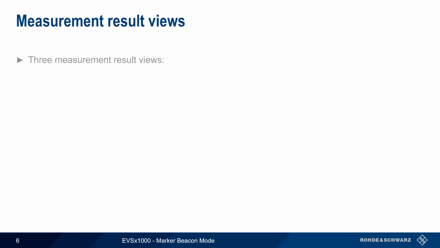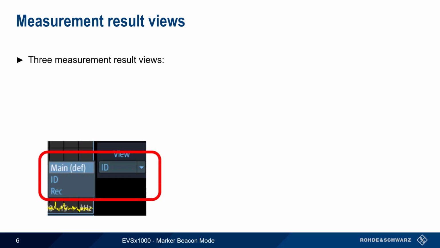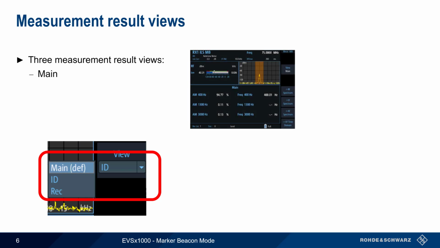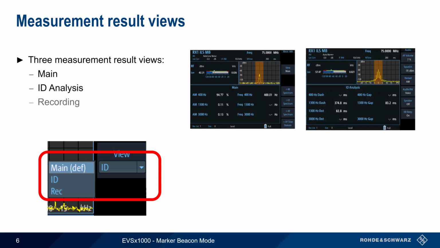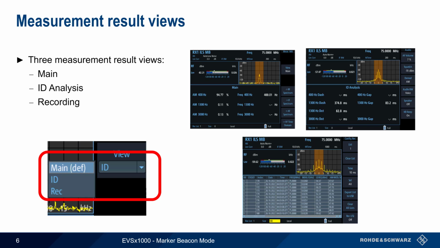Marker beacon measurements are divided into three different views on the EVS. These are Main, ID Analysis, and Recording. We'll start by looking at the Main Analysis view.